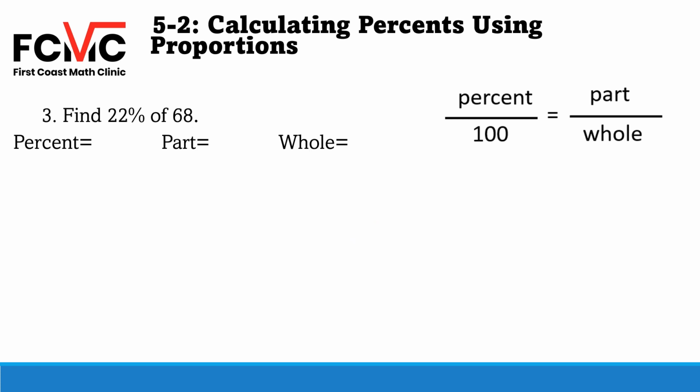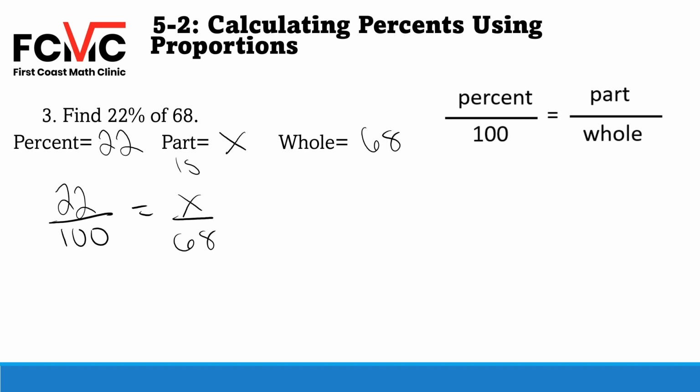Let's do one more example. Number 3, find 22% of 68. So our percent again is 22%. Part, remember that's the word is that we're looking for. That's going to be our x. Our whole is 68. So we want 22 out of 100 equals x over 68.